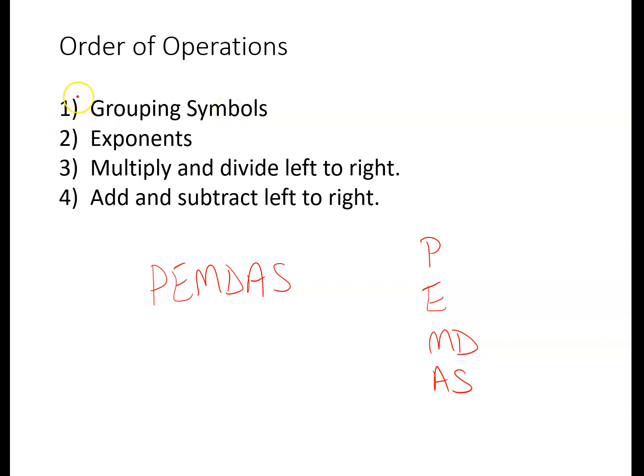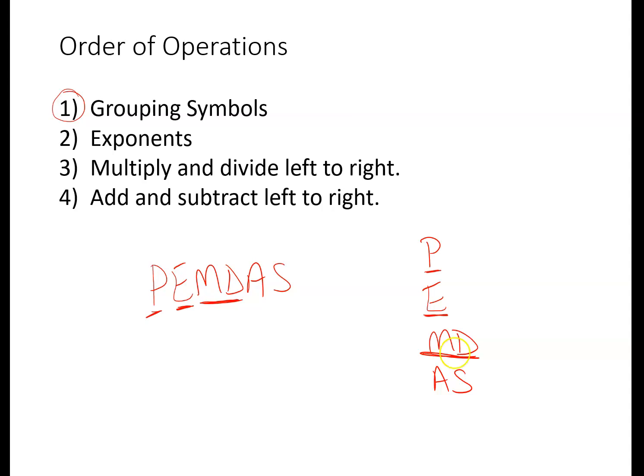But the P for parentheses can also mean other grouping symbols. So step 1, you're going to work the innermost grouping symbols in your problem. And it may be parentheses, could be square brackets, could be absolute value bars. Okay, so grouping symbols first. Second, you're going to do any exponents that are in the problem. Third, multiply and divide. Now remember, those two are grouped together. You work from left to right. You do not always multiply before you divide, just whichever comes first in the problem. And then fourth, we do the addition and subtraction at the end of the problem.